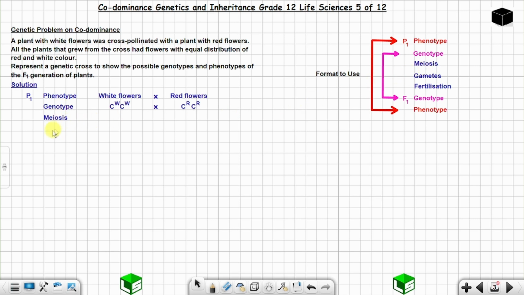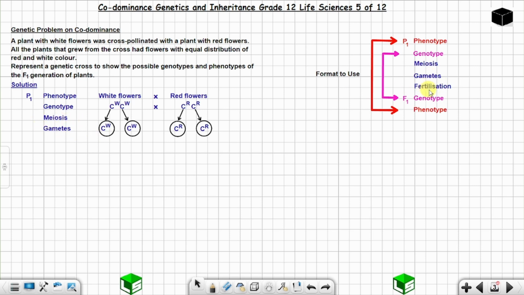Through meiosis, the gametes are going to be produced. They have to separate through meiosis so that you have your gametes. Write them separated; you can have circles around them if you want. Now you have your gametes.